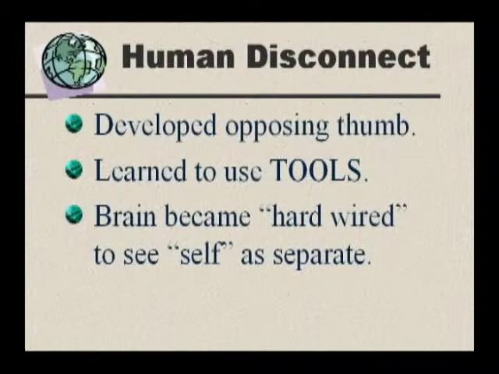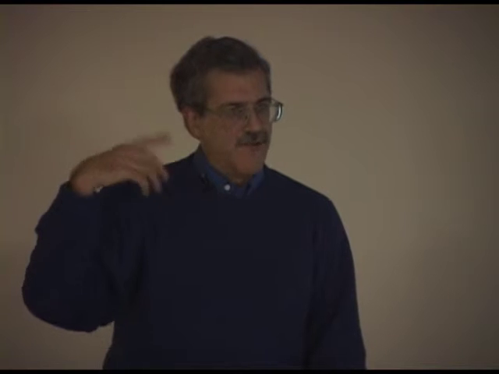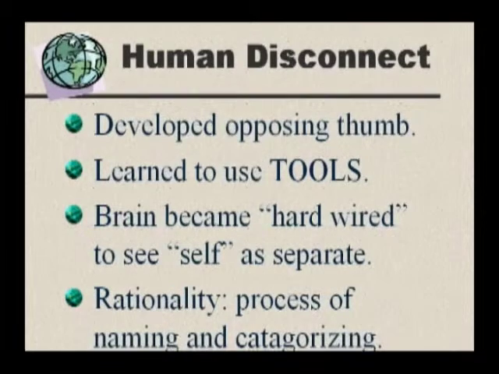And our brain has actually become hardwired to see ourselves as separate. That was an important development, because we need to see ourselves as separate from the tool we're grabbing and what we're applying the tool to. So in the course of our own development as a species, our brain has basically become hardwired to see the self as separate from everything else in the world. And we've developed a knowledge base that's based on that. Rationality is basically a process of naming and then categorizing all the things we see around us.